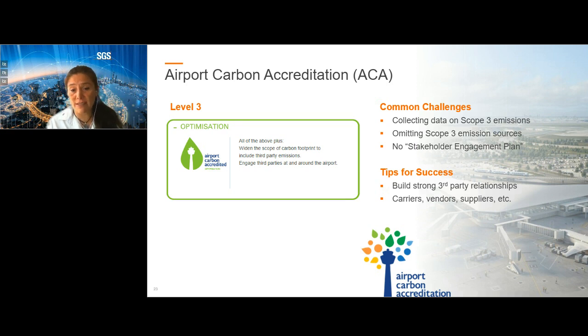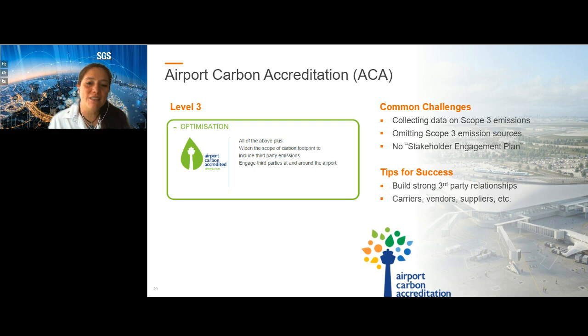And then a tip for success is build strong third-party relationships with them, and also include in this stakeholder engagement plan the carriers, the vendors, the suppliers. For example, when we do the audit, it's very nice because we also sample from the stakeholder engagement plan. We visit maybe the ones that are in charge of cargo, or the ones that are in charge of the handling of the luggage. So we try to sample the ones that are more significant depending on the emission source. Even we audited also the airlines sometimes to understand how they track their movements.